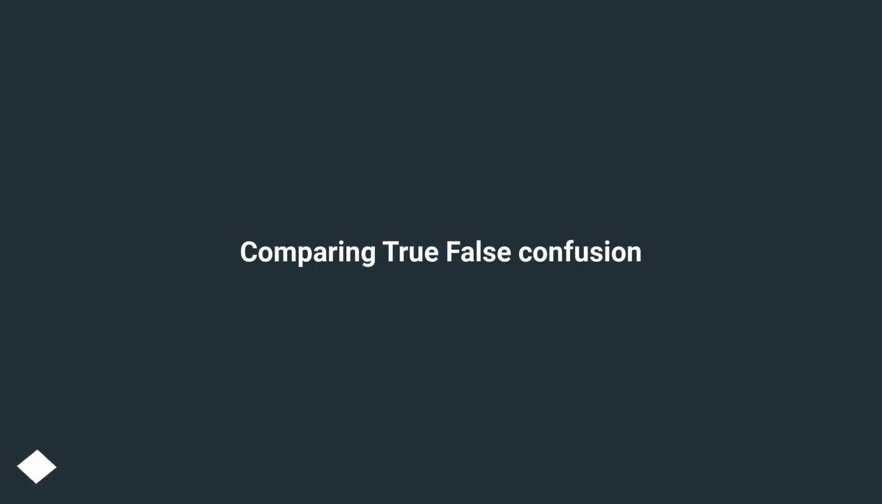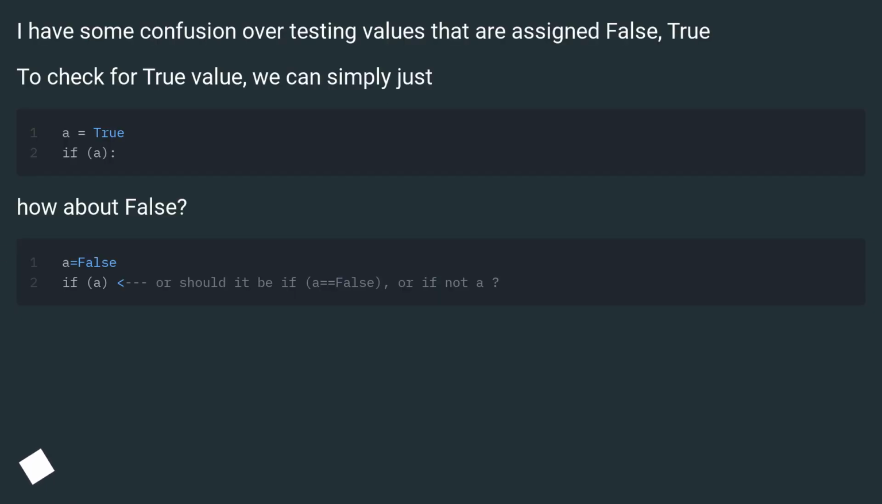Comparing true-false confusion. I have some confusion over testing values that are assigned false, true. To check for true value, we can simply just... How about false?